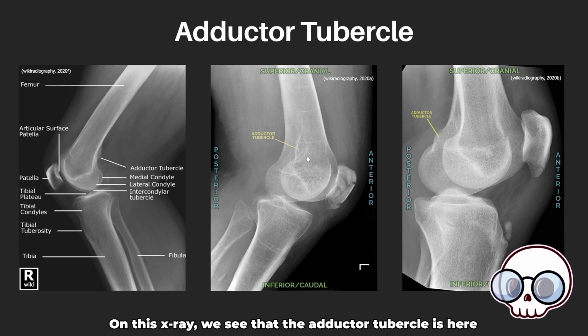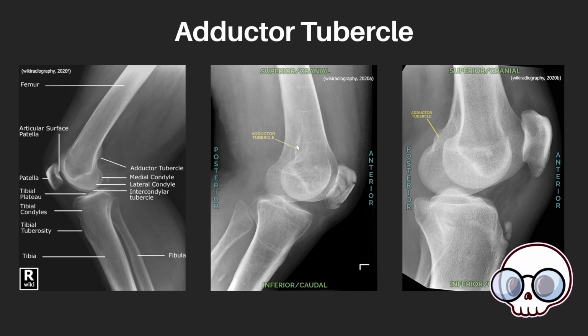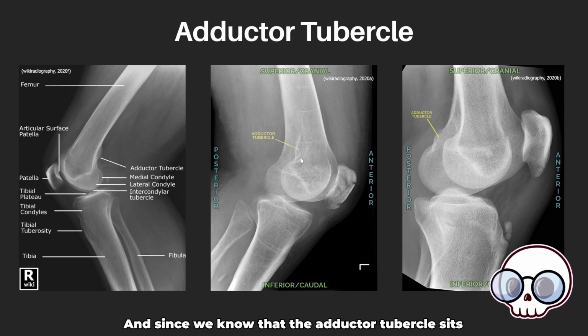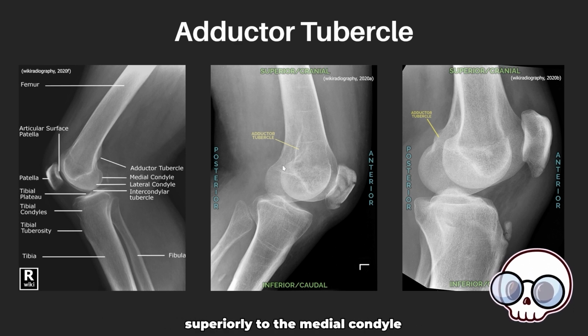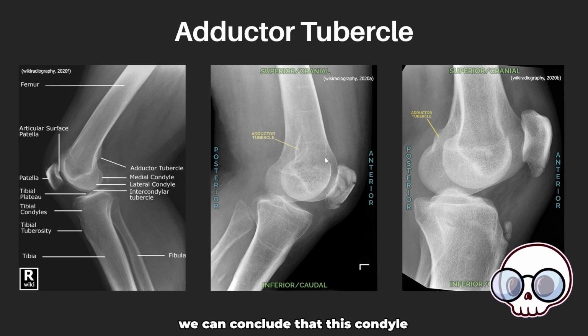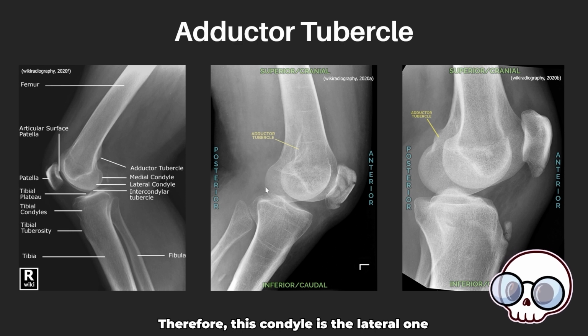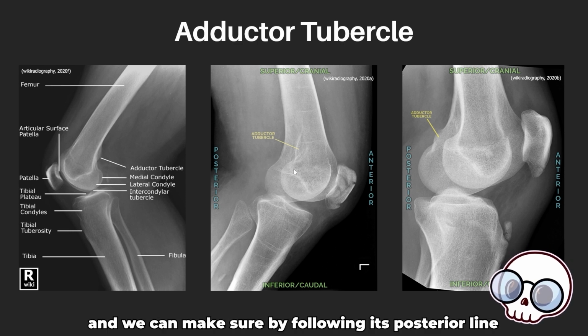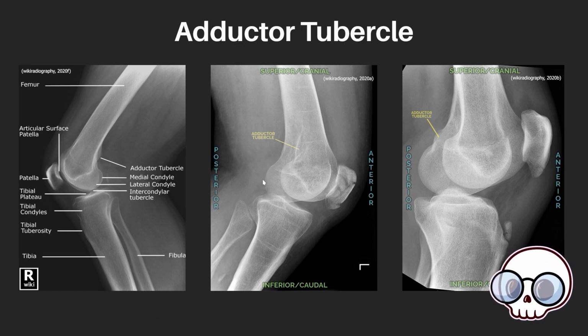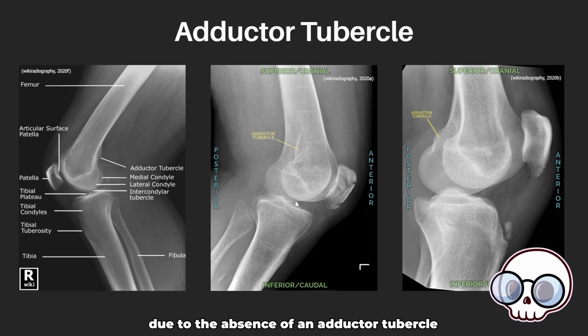On this x-ray, we see that the adductor tubercle is here, just superior to this femoral condyle. And since we know that the adductor tubercle sits superiorly to the medial condyle, we can conclude that this condyle, which has been projected more anteriorly, is the medial one. Therefore, this condyle is the lateral one, and we can make sure by following its posterior line. It's smooth and uninterrupted due to the absence of an adductor tubercle.